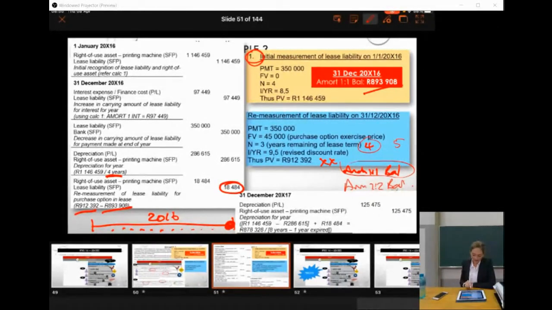Good. Oh yes, this is what I wanted to show you. So this is the depreciation expense. Someone asked about the depreciation. So this is now the next year's depreciation journal, and there we're taking the initial measurement of the lease liability and the right of use asset, and this is the depreciation for 2016, and we're adding the 18484, and then we are calculating depreciation over the 7 years remaining. Okay.